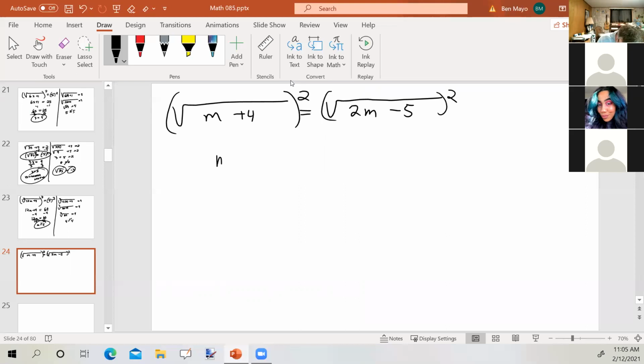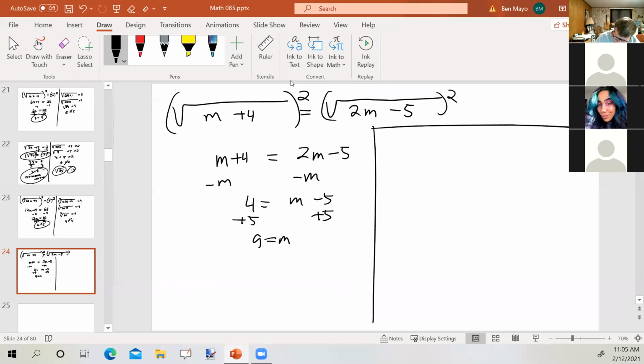On the left side, I get m plus 4. On the right side, I get 2m minus 5. I'm going to solve for m on the right side, so I'm going to subtract m. 4 equals m minus 5. Add 5. 9 equals m.